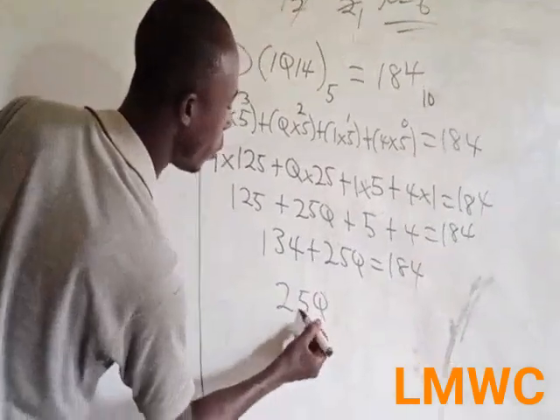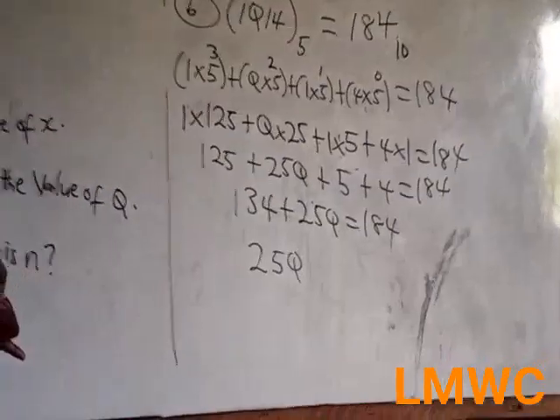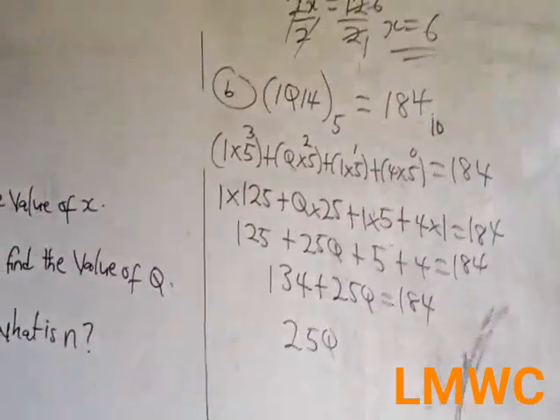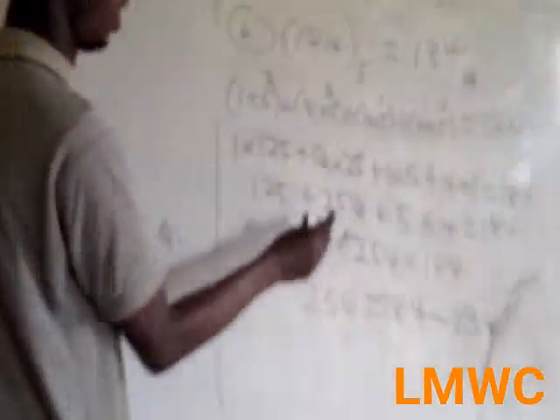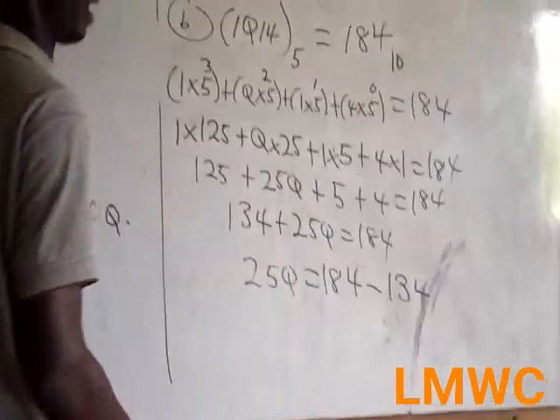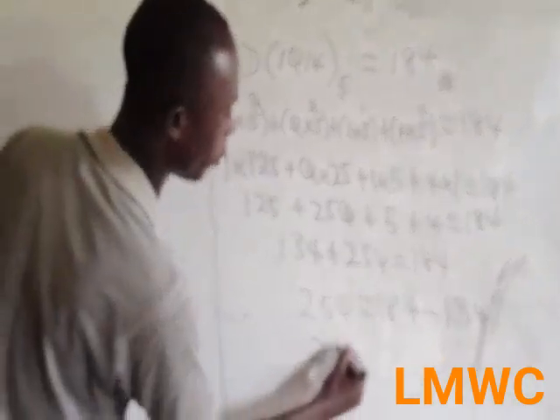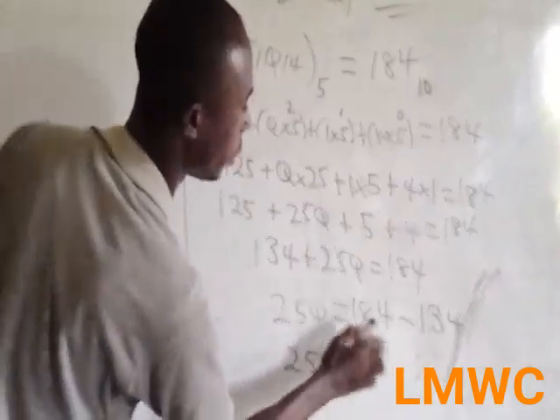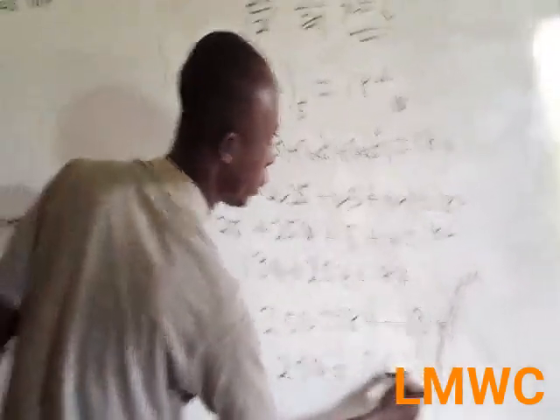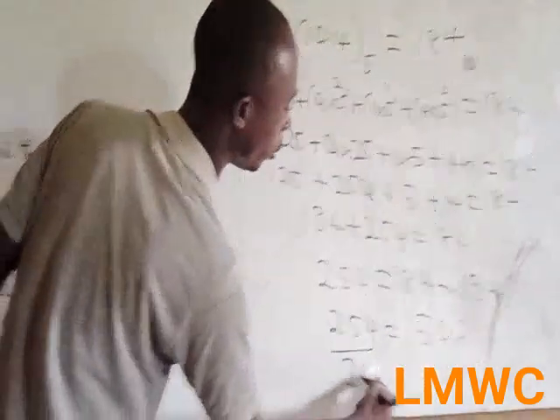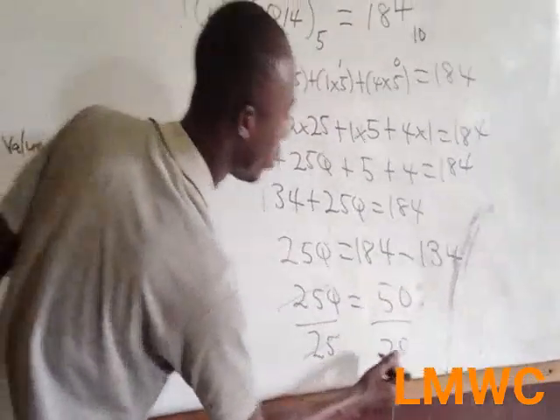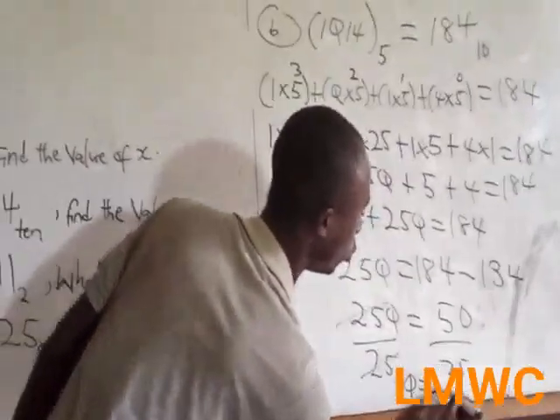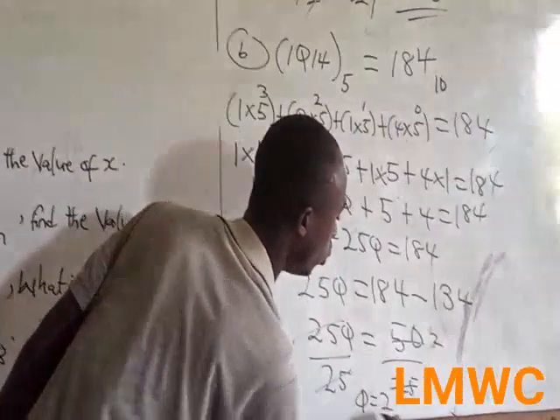You move the one with the variable to the left hand side of the equation and the one without the variable to the right hand side of the equation. So 184 minus 134, because once this crosses the equal sign, it becomes negative. 25q equal to this from this is 50. So you divide through by 25. So this will cancel this. We are having q to be 2.